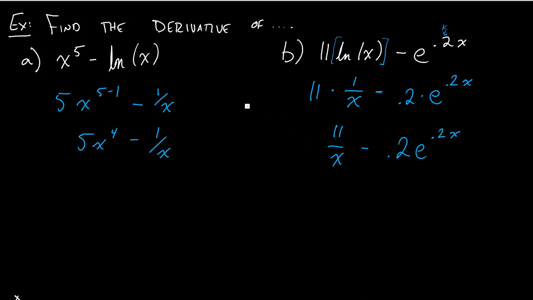So the big idea from this section, from this video, is that the derivative of ln of x is just 1 over x.